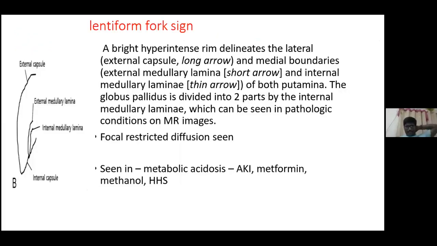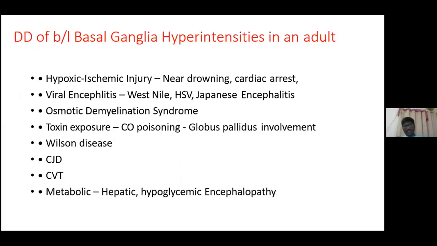I want to show again some more important things. Again, this is a commonly asked area: differential diagnosis of basal ganglia hyperintensities in adults. You see, the basal ganglia are very sensitive to hypoxia, so there are many disorders where you see basal ganglia hyperintensities. Classic ones are hypoxic ischemic injury, as in near drowning and cardiac arrest, where you see basal ganglia hyperintensities.